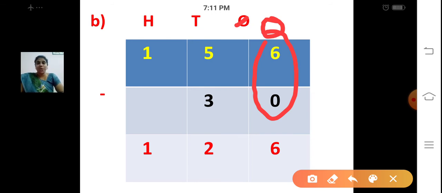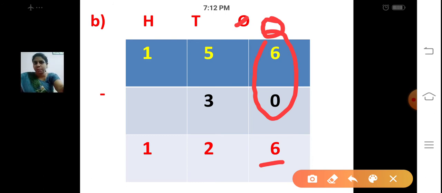What is the answer? You all know the properties of subtraction, right? When you subtract 0 from any number, the answer will be the same. The answer remains unchanged. So 6 minus 0 is 6. Same way, 5 minus 0 is 5. Write it down in the ones place.